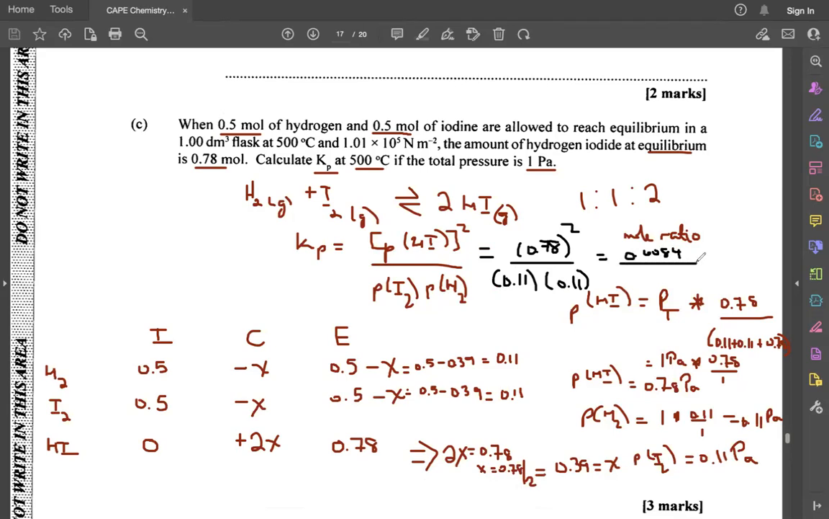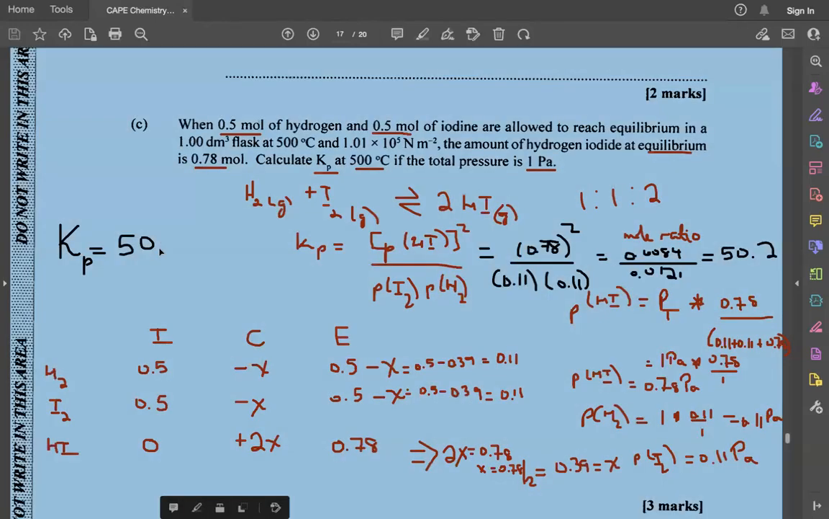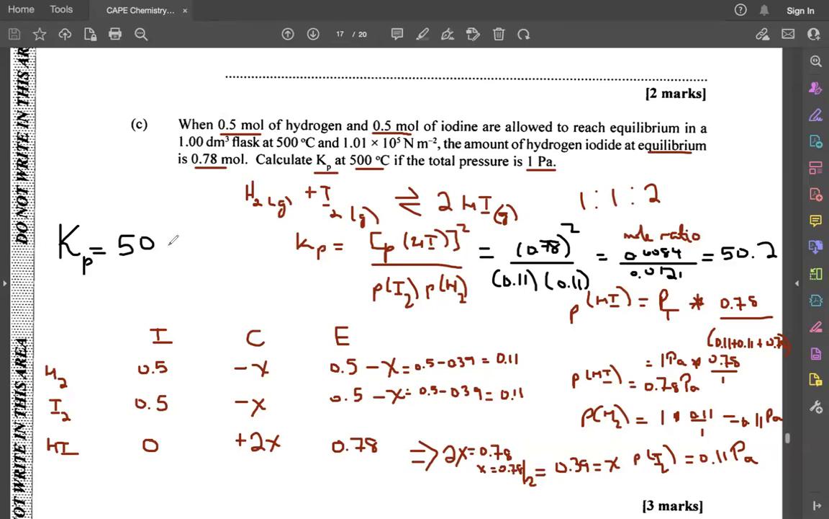0.6084 divided by 0.0121, right? And that's going to get us 50.2, right? Let me just come over here and box that number. So Kp is then going to be equal to 50.2. So that's our final answer. I'm just going to box that; this is our Kp.